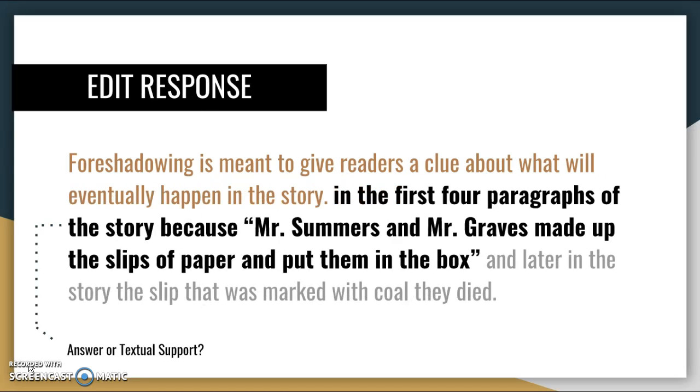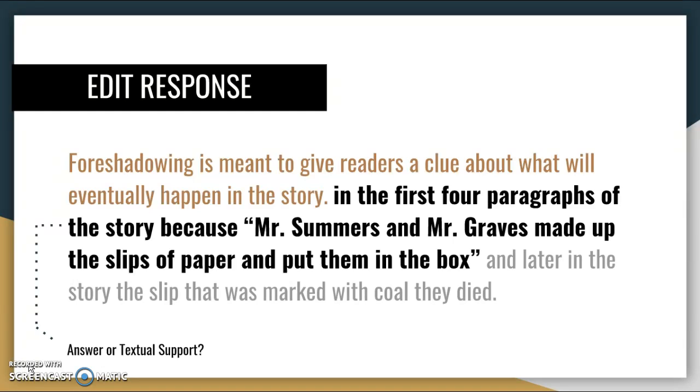Let's look at that middle stem. In the first 4 paragraphs of the story, because Mr. Summers and Mr. Graves made up the slip of paper and put them in a box. Now, is that an answer, or is it textual support, or is it a little bit of both? There's obviously a quote there, but that's not necessarily a good quote, because Mr. Summers and Mr. Graves making up slips of paper and putting them in a box is not an example of foreshadowing. And without context, we don't necessarily understand why this student chose this quote. The fact is, there are a lot of examples of foreshadowing in the story, and we can find better ones.